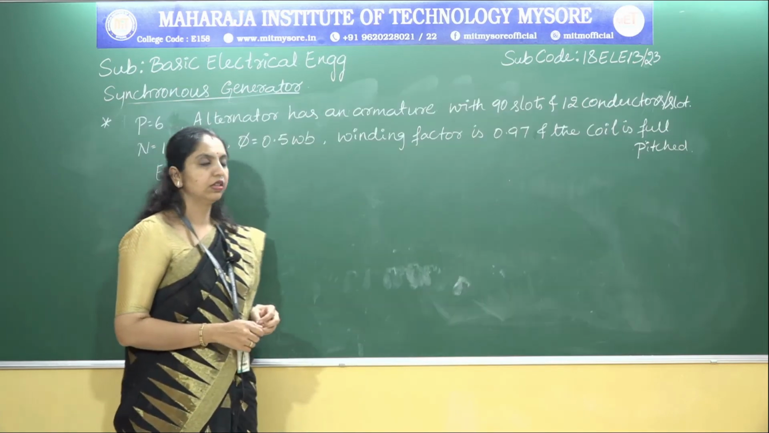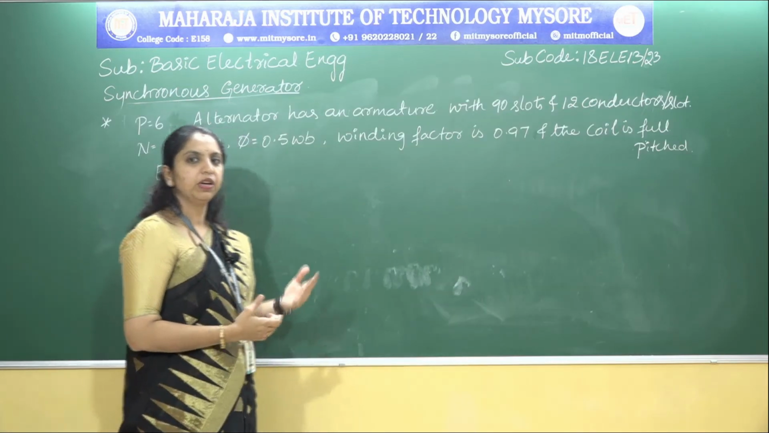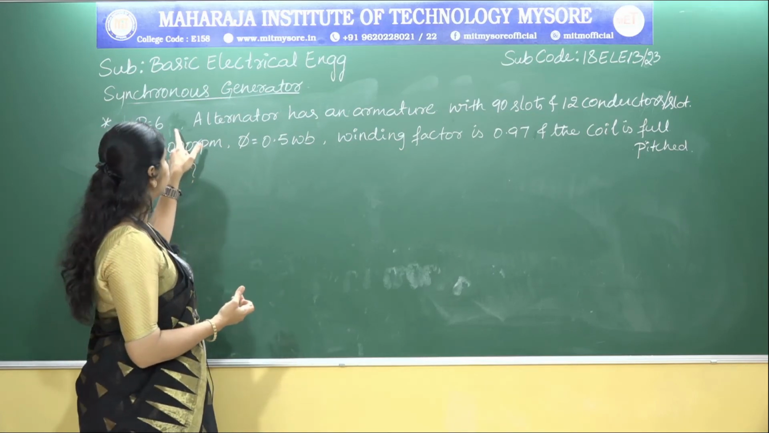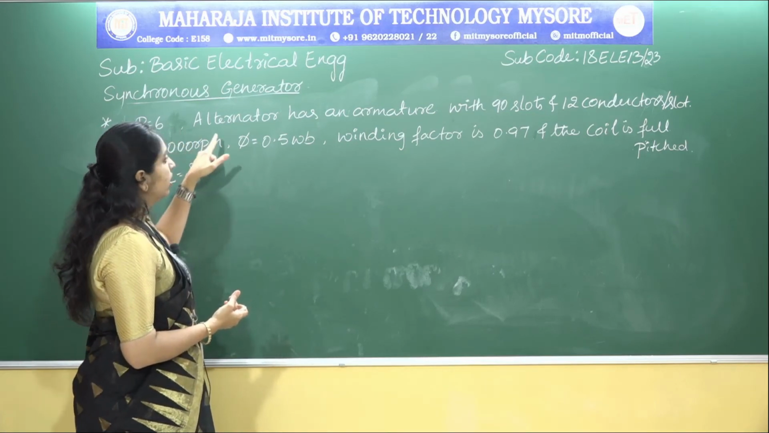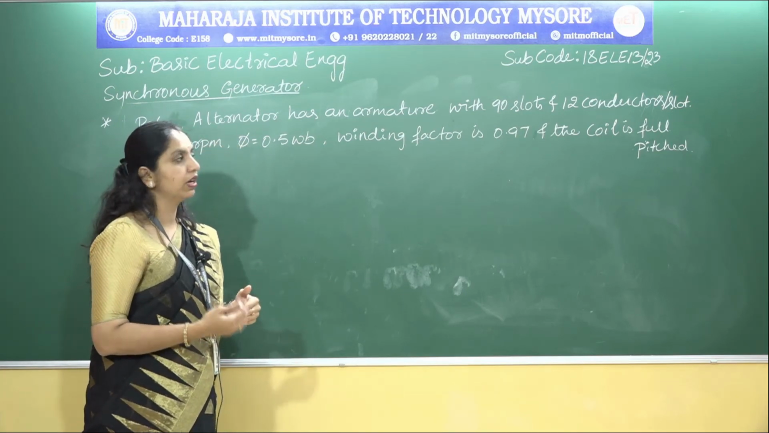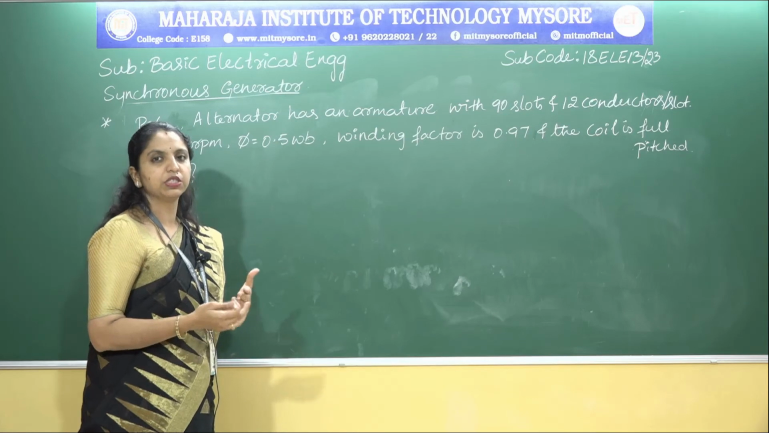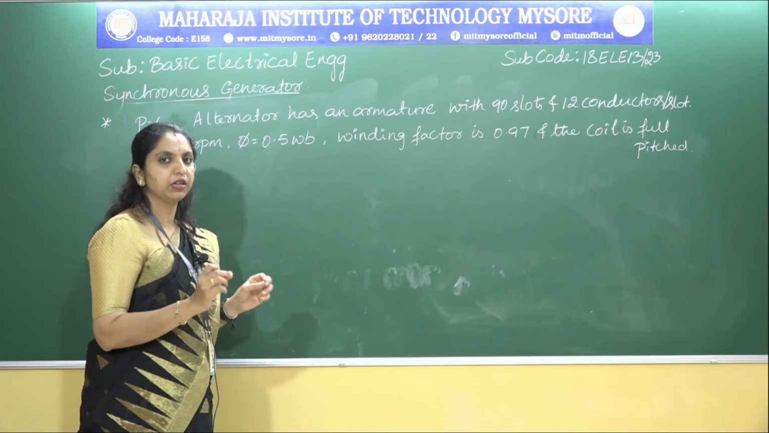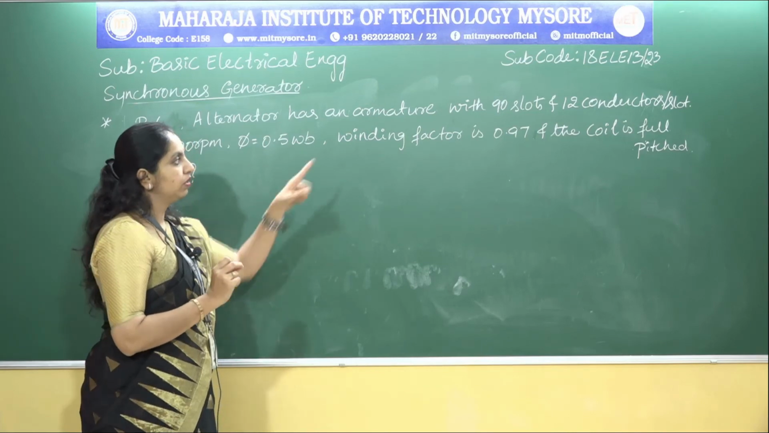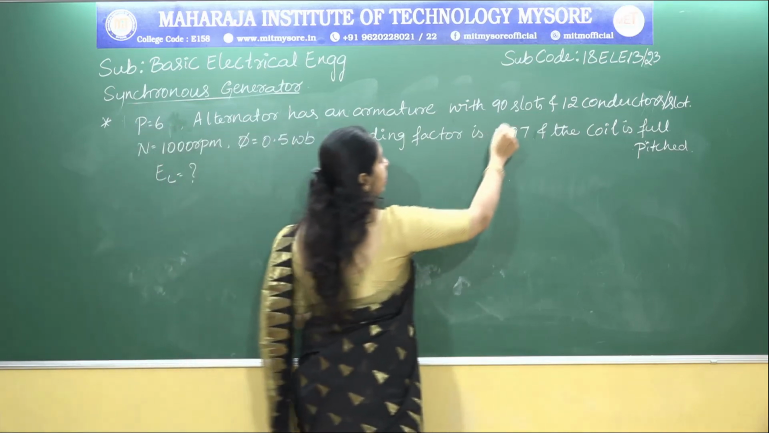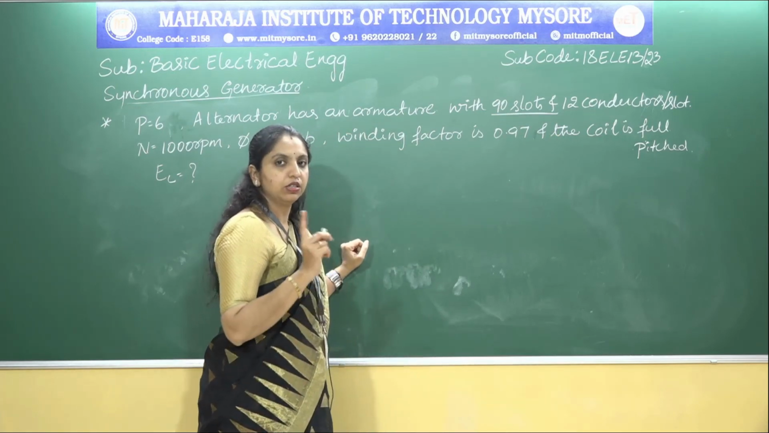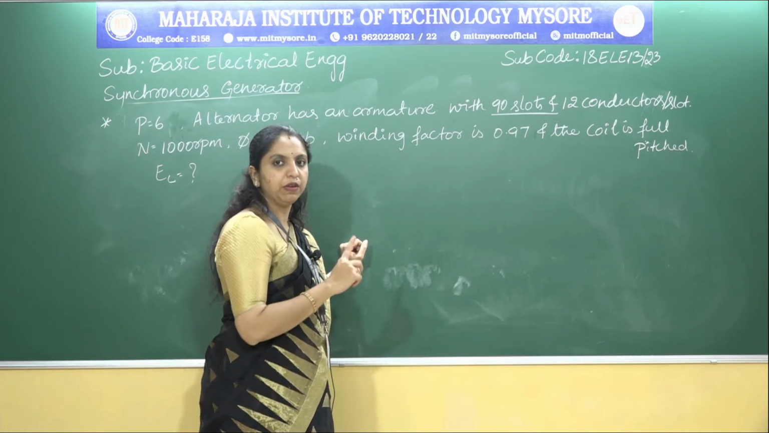Now we shall move on to the next problem. In this problem you can see the P value is given, the number of poles is given, and the alternator has an armature with 90 slots and 12 conductors per slot, which is similar to the previous problem. But you have to observe the problem very carefully. Compare this problem with the previous problem.